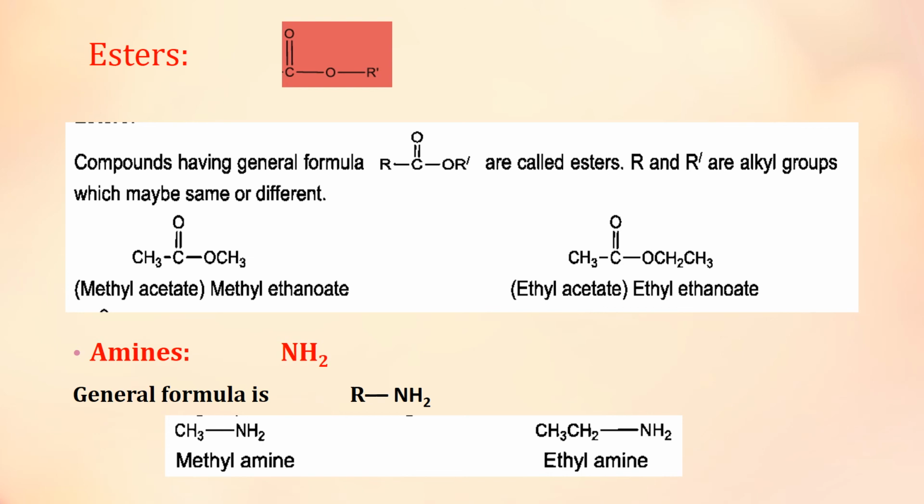Next one is the family of amines. NH2 is the symbol of this family, and the general formula for amines is RNH2. R is any alkyl group. It may be methyl, ethyl, propyl and so on. And when this alkyl group is directly attached to the NH2 group, then the family is the amine, and NH2 is the functional group of the amines.